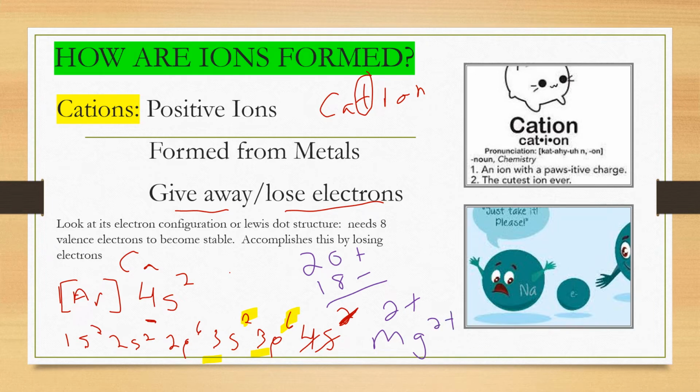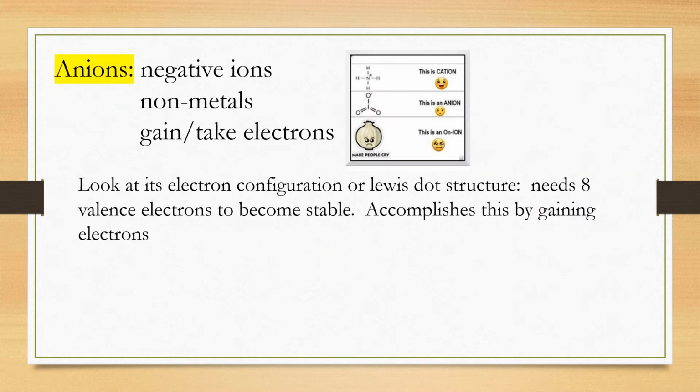Okay? Now let's talk about anions. A way to remember an anion's properties is that it's a negative ion. So think about that as negative. So a negative ion, anions. They are nonmetals, because nonmetals form anions, and they gain or take electrons. Okay, so very important. Anions are negative, nonmetals, and they gain or take electrons.